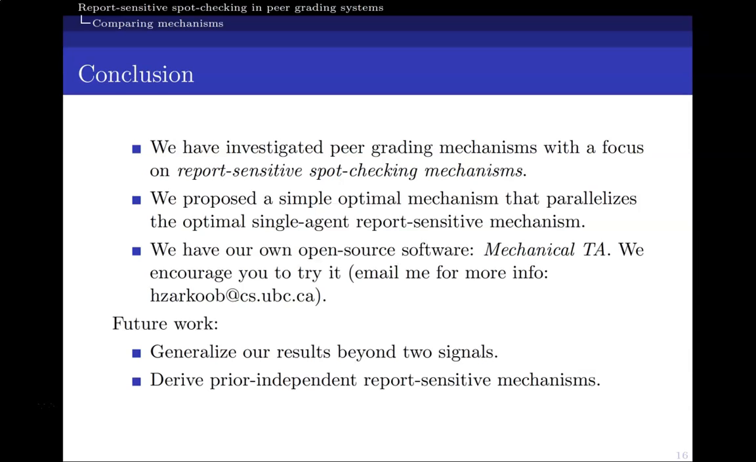Alright, to conclude, we have investigated peer grading mechanisms with a focus on report-sensitive spot checking mechanisms, and we indeed have shown that such mechanisms can be effective in saving TA costs while providing the same guarantees as a fixed probability solution. We showed that when there are only two grades, the optimal mechanism is a parallelization of a single optimal single agent report sensitive mechanism.